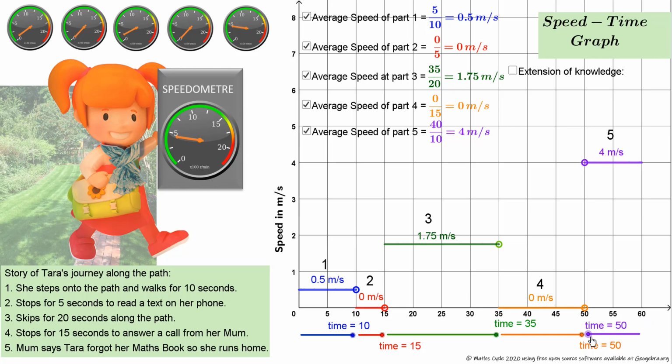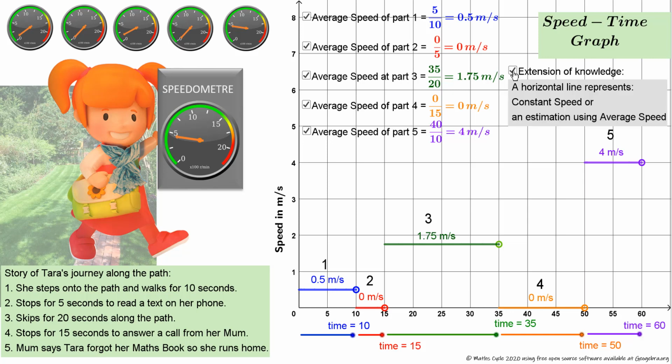And as we talked about, that horizontal line is representing either a constant speed for those 10 seconds or maybe an estimation using average speed for those 10 seconds. So an extension of our knowledge there would be that a horizontal line represents either constant speed or it represents an estimation using average speed.